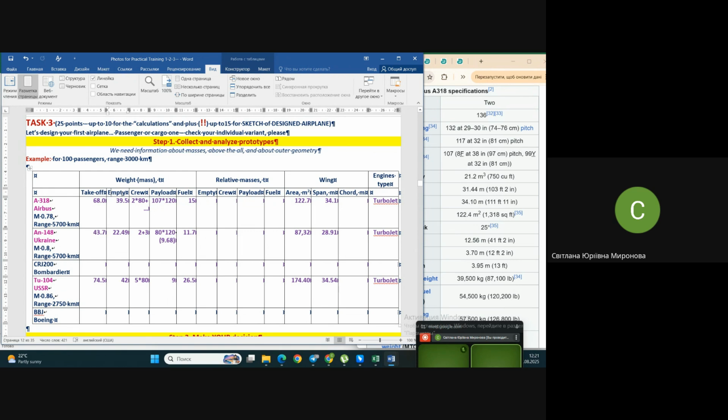And we have the empty equipped, so-called, airplane. On the internet, mostly you see the weight of the empty equipped airplane. And next, what you may find on the internet is the crew, when it comes to a passenger airplane.